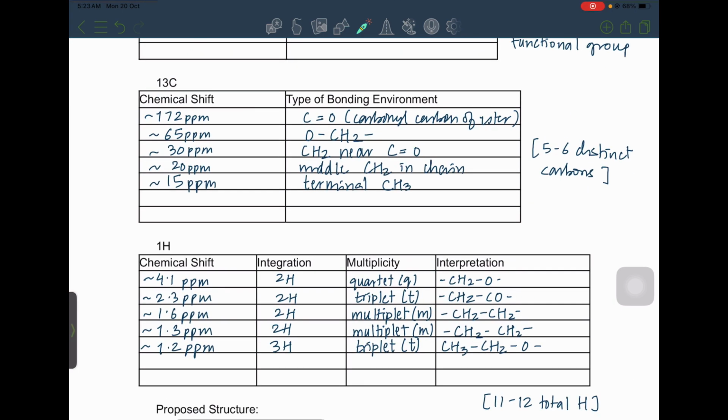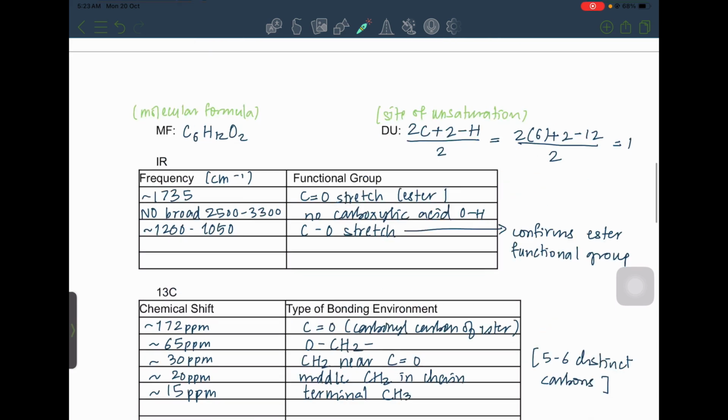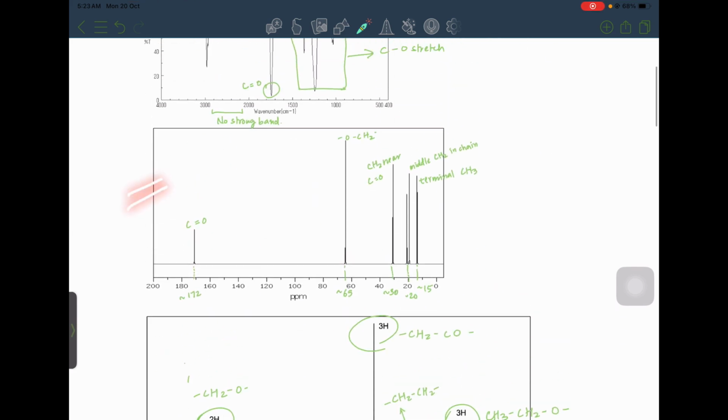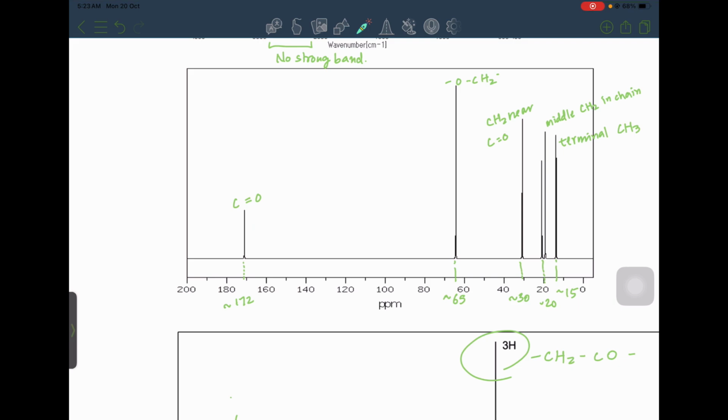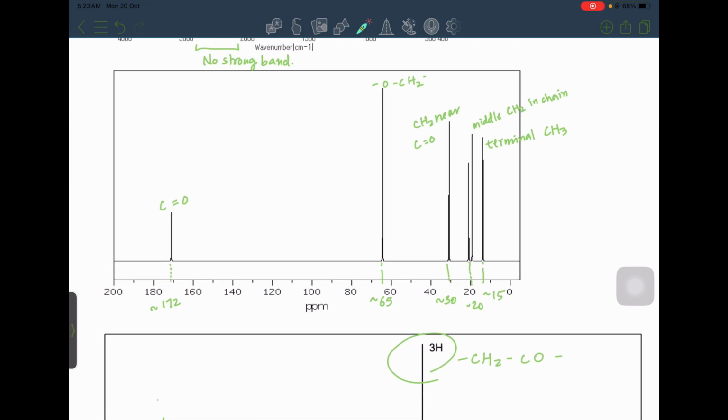Alright, next we are going to look at the carbon 13 NMR spectrum, this one. Now we can see one major signal around 172 ppm, which is referring to C double bonded to O. Again, as an ester carbonyl carbon. And then we also have a signal around 60 to 65 ppm, which is referring to O bonded to CH2, like one in an ethyl ester.